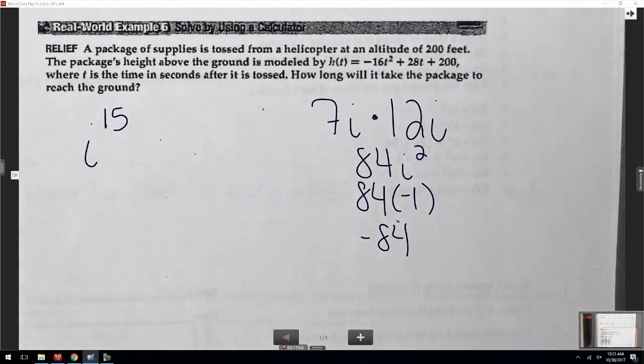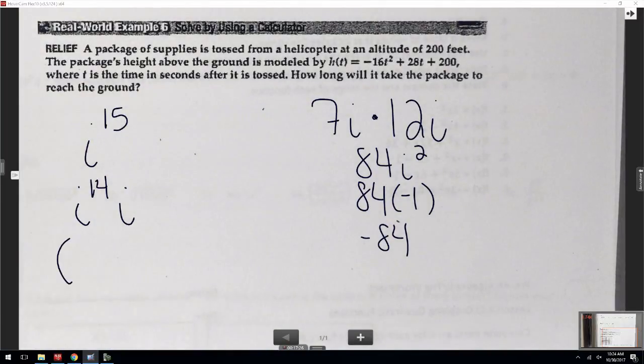All right, what about this one, i to the 15? What number are you needing 15 to divide by? 2, right? Because we know i squared. Does 15 divide by 2? No. But what number underneath 15 divides by 2? 14. So we got i to the 14, and then i. 14 and 1 make 15, right?